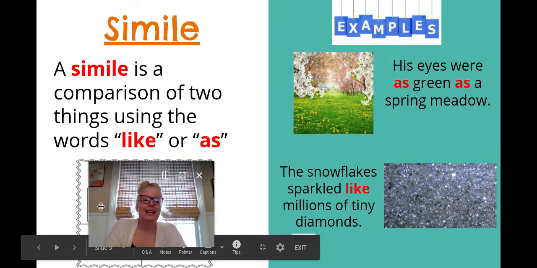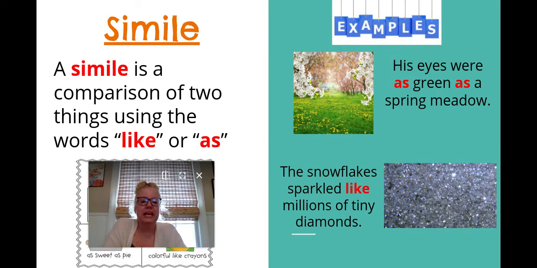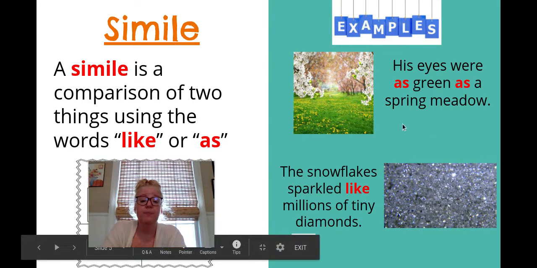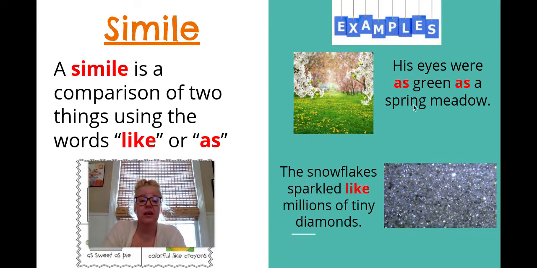So here's two other examples of simile. His eyes were as green as a spring meadow. So you're saying that the color of his eyes is the same as the color of the green in a spring meadow. You're comparing them. The snowflakes sparkled like millions of tiny diamonds. So you're comparing the snowflakes sparkling to diamonds sparkling and saying that they're alike. So when you're finding a simile, you're going to look for the word like or the word as in the comparison.